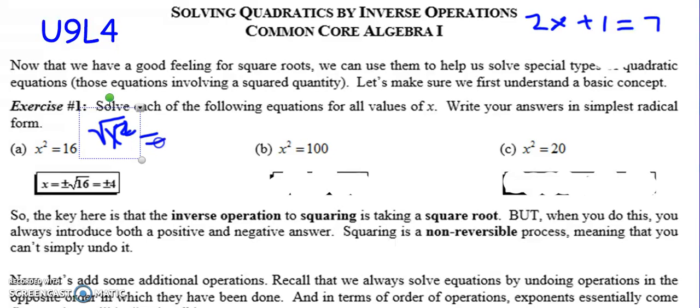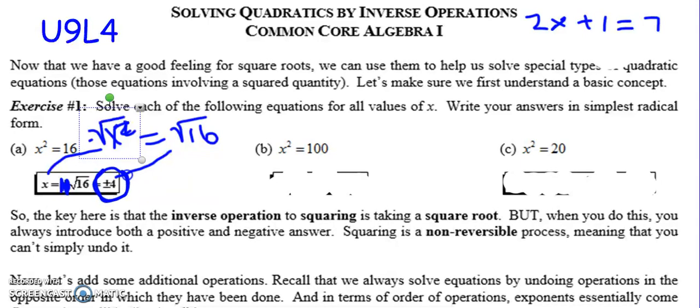Sorry, my pen's not working great right now. And then we did the square root of 16. And then the square root is the opposite of the square, cancels out, and you just get the x. Now, when you take the square root of 16, you get plus or minus 4. We don't really need this plus or minus here. But you got to understand that the square root of 16 is negative 4 and positive 4.